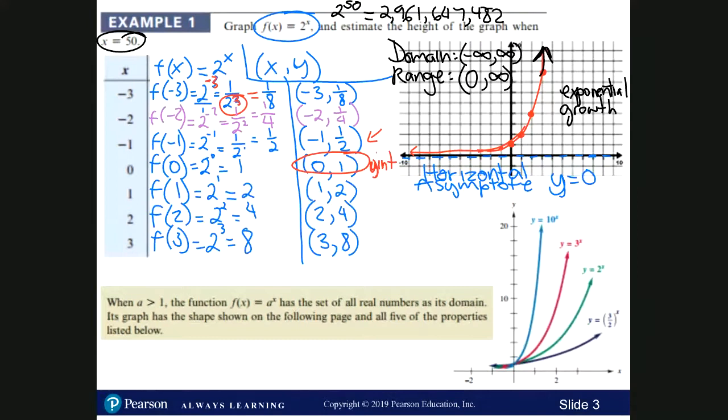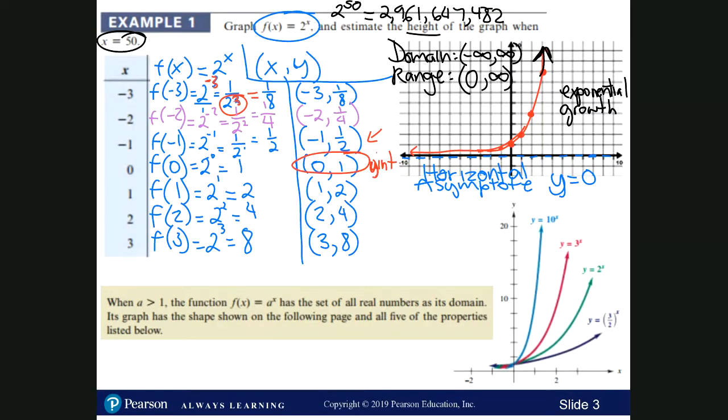So if that was the height, the output being the height of that graph for that particular point, it will be 2,961,647,482 units high. So of course it will be impossible for us to graph it.